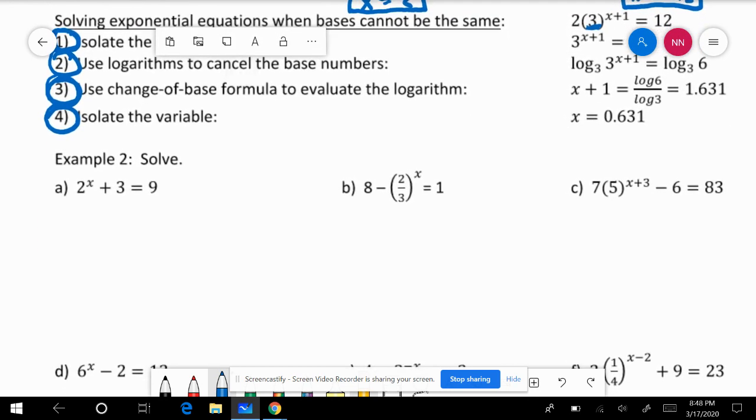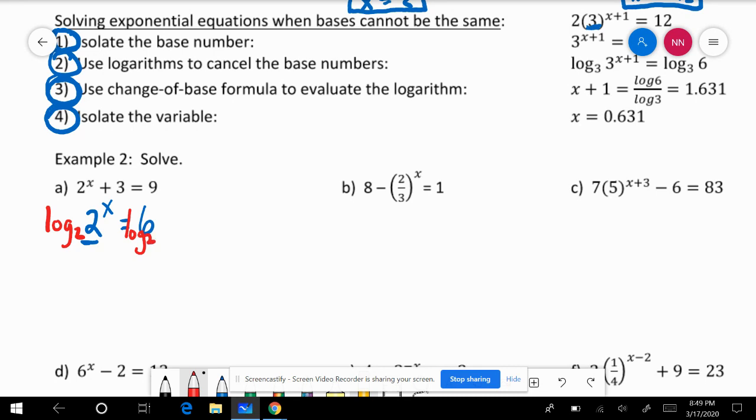So if we're looking at these examples right here, the first thing that we're going to do is isolate the variable. Sorry, we're going to isolate the base number. So we subtract the 3, and we get 2x is equal to 6. Then what we want to do is get rid of this 2 right here. So we're going to get rid of it by doing a log base 2.